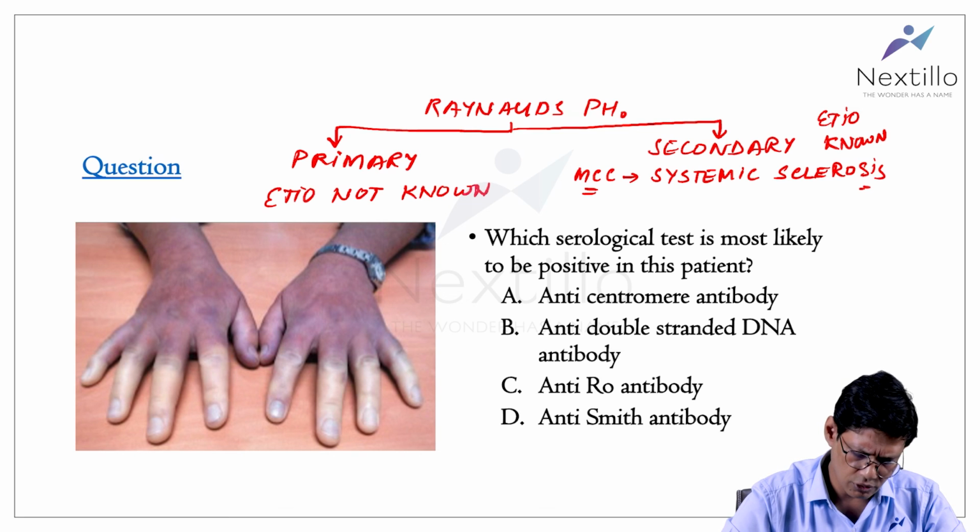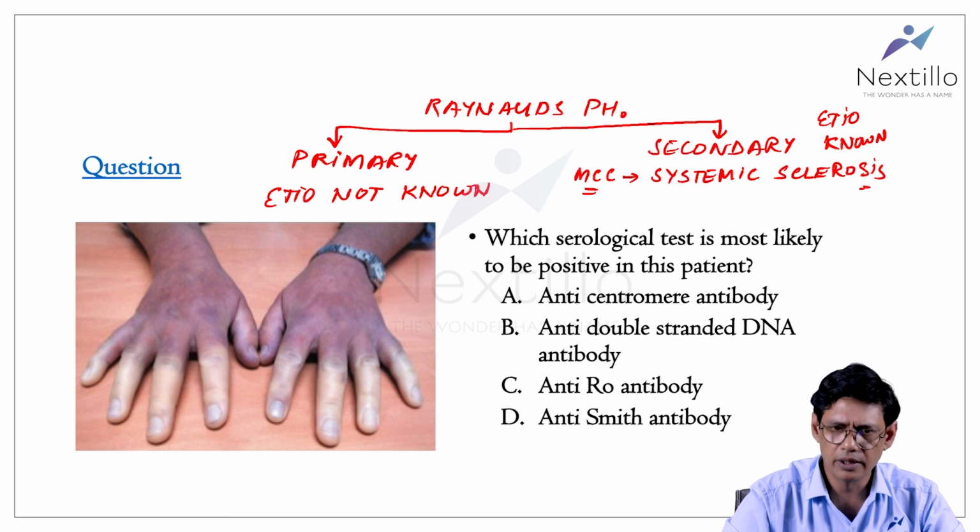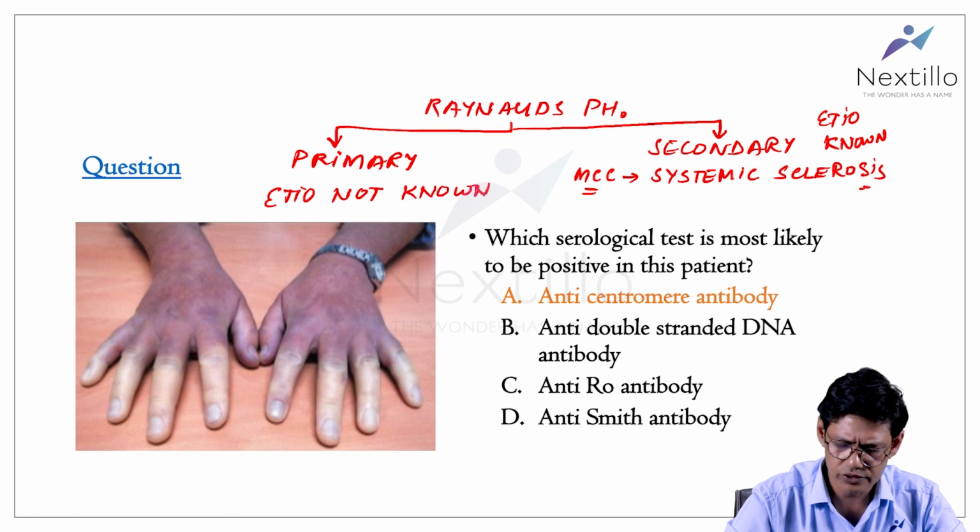And the most common autoantibody increased in systemic sclerosis is anti-centromere antibody. And this is the answer for it. That anti-centromere antibody is increased, most likely to be positive in this condition.